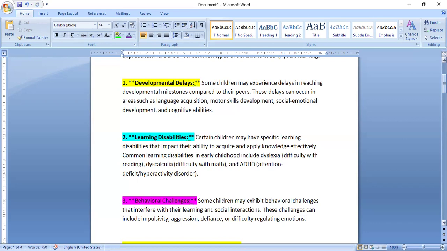Second is learning disabilities. Certain children may have specific learning disabilities that impact their ability to acquire and apply knowledge effectively. Common learning disabilities in early years include dyslexia, difficulty with reading, dyscalculia, difficulty with maths, ADHD, which is the most common one, attention deficit hyperactivity disorder, and much more.